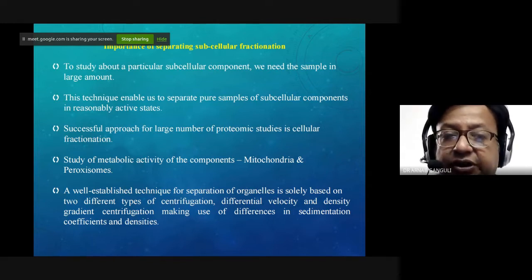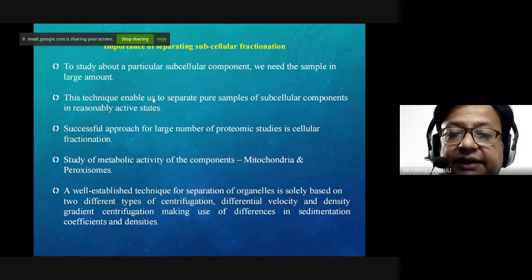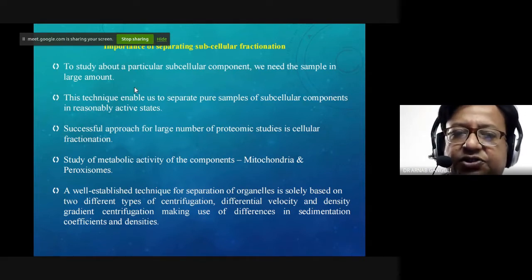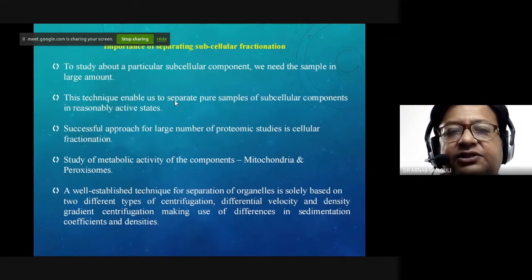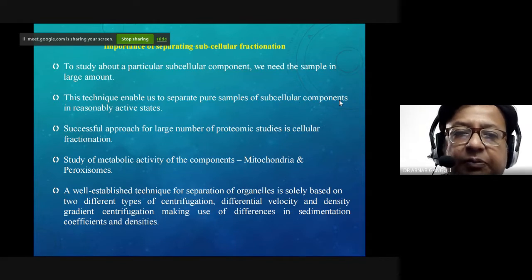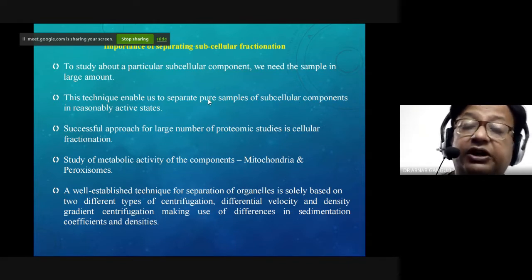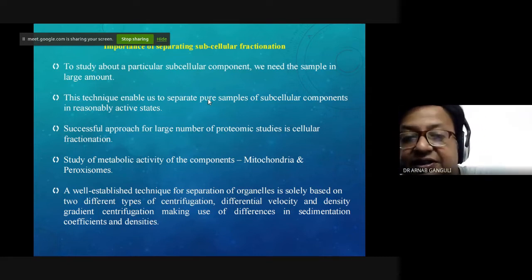So burst mitochondria will not do. And if, for example, your chromatin comes out from the nucleus, it's going to stick all the organelles with it, so you basically destroy the cell totally, you will not get the organelles also. So this technique enables us to separate pure samples of subcellular components in reasonably active states. You want the mitochondria to be in a working condition, not that you have isolated it and then this particular mitochondria is damaged, you have holes in the membranes, and therefore you can't study the electron transport chain. So you need to isolate these mitochondria in a working condition.